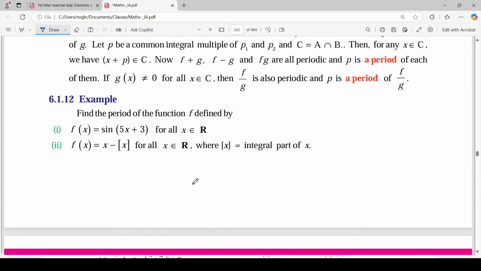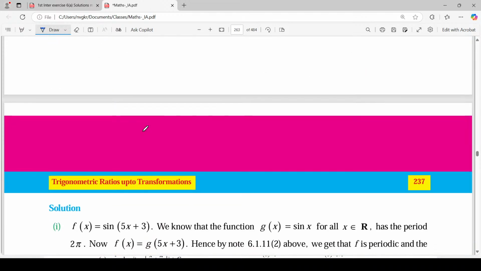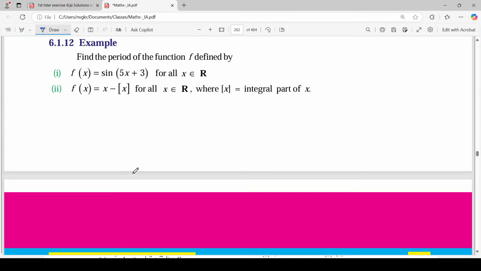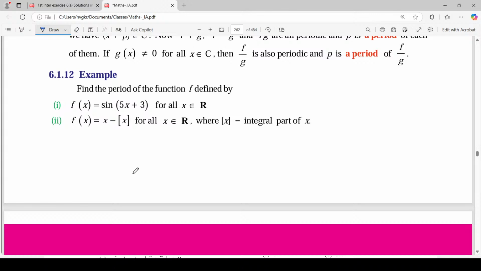So for example, sin of 5x plus 3. What is the period? It should be 2 pi by 5 because this 3 doesn't matter. In fact, if you add something else also it doesn't matter. Sin of 5x plus 3 whole plus some 10. It doesn't matter. We are concerned about what is in front of x. What is the coefficient of x? So the period is actually 2 pi by 5.